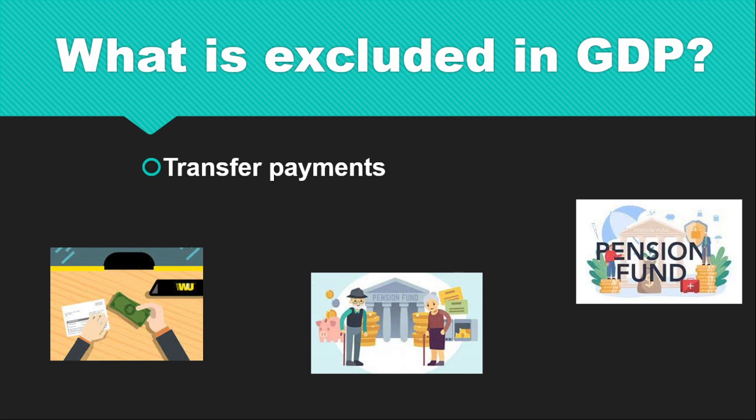So these are the items that are included as well as the items that are excluded in GDP.